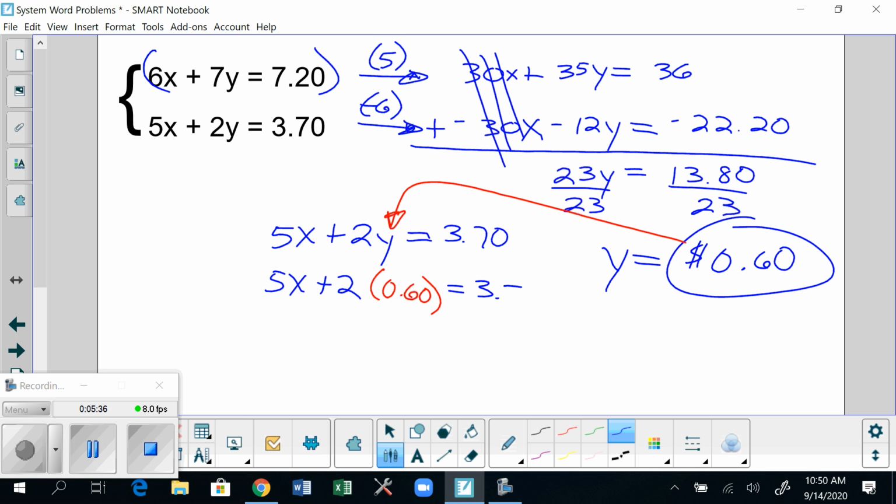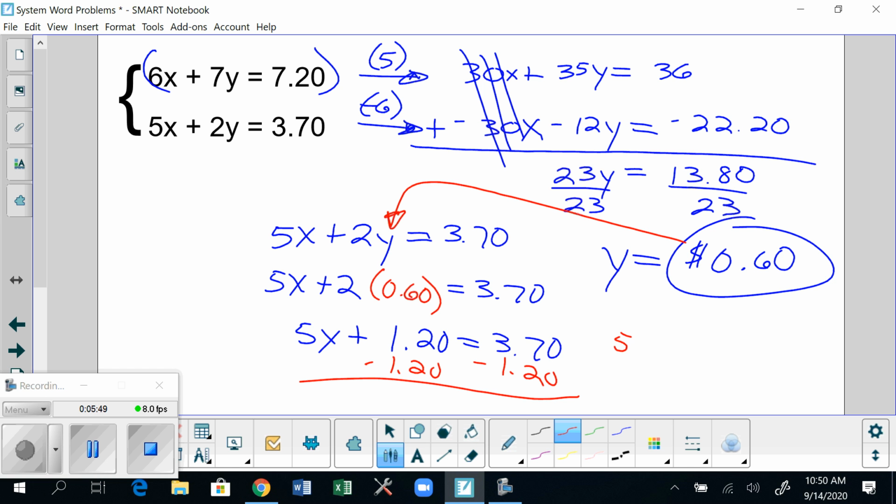Basically, I have 5 tacos plus $1.20 is equal to $3.70. So using my math skills, that means the 5 tacos combined were all $2.50. And if 5 tacos cost $2.50, then every 1 taco cost only 50 cents. So this is my answer. Tacos 50 cents, burritos 60 cents.